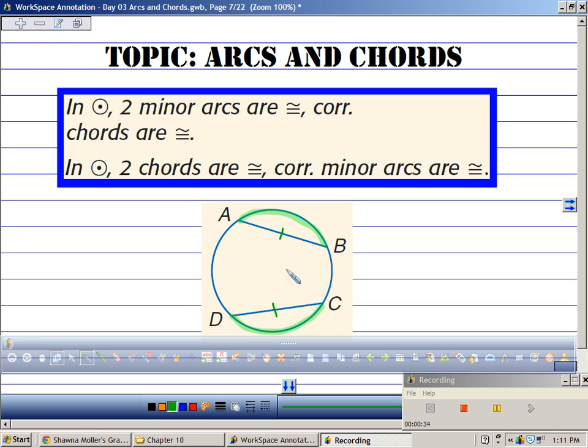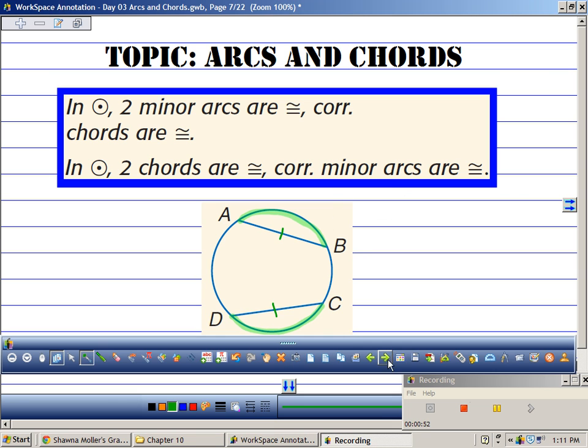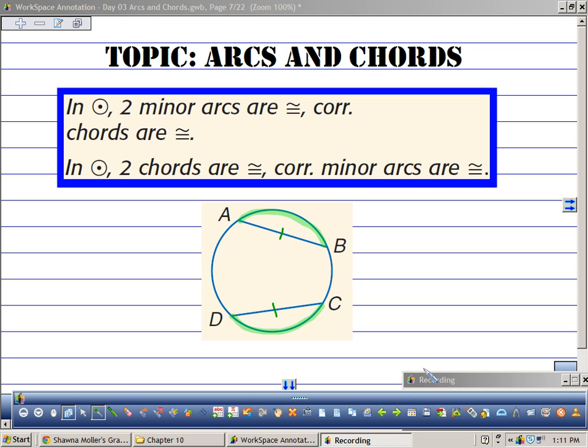Okay, got it? And you could also say, if two chords are congruent, then their corresponding minor arcs are congruent. So it goes both ways. Questions on that? If you know the chords are congruent, then their arcs are congruent. If you know their arcs are congruent, then their chords are congruent.